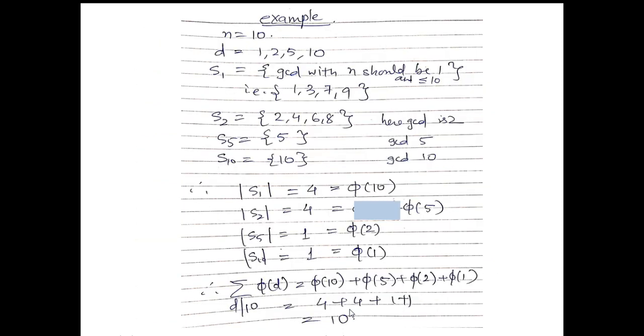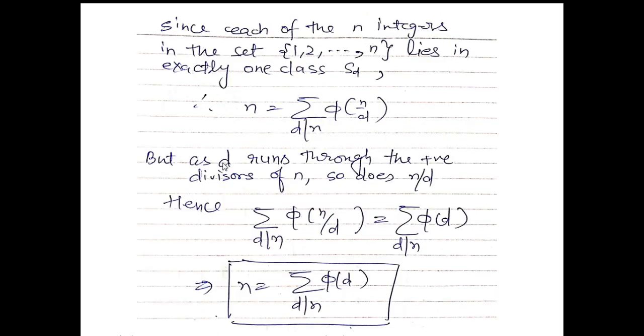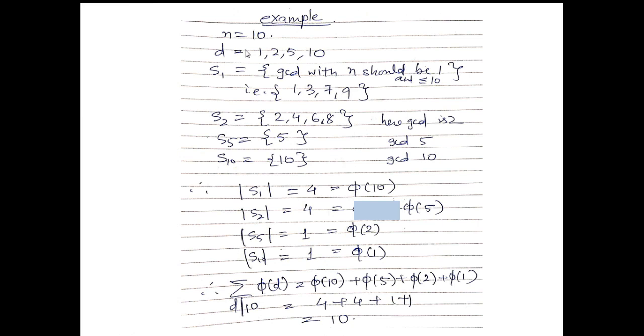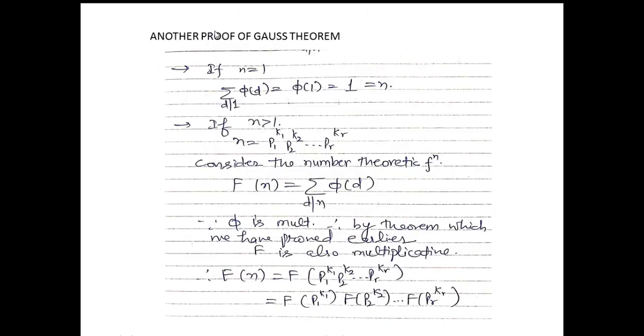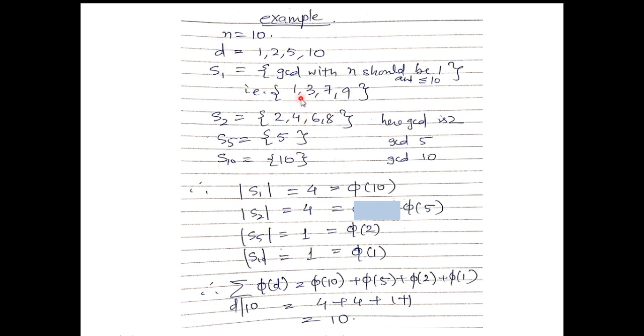Let us see an example to understand what this theorem says. N is 10, and then d ranges over the positive divisors of 10: 1, 2, 5, 10. Then what is S_1? S_1 is all those numbers whose GCD with n is 1, and the number should be less than or equal to 10. So all those numbers are 1, 3, 7, 9. In S_2 we have 2, 4, 6, 8.